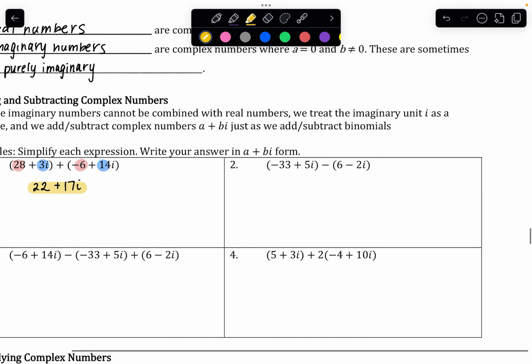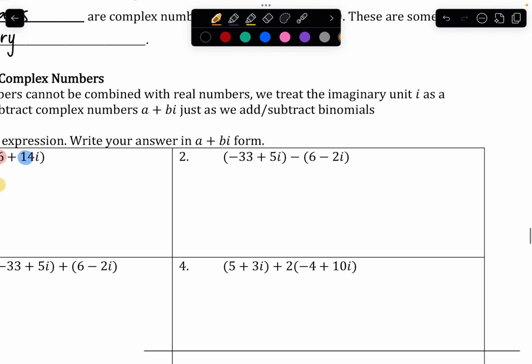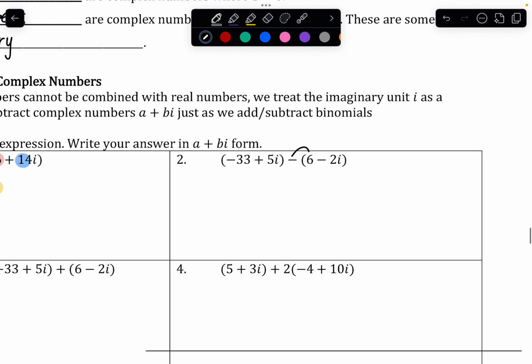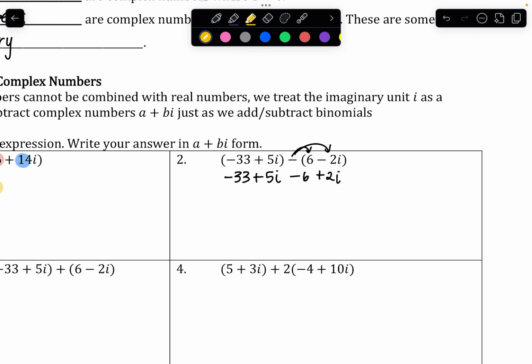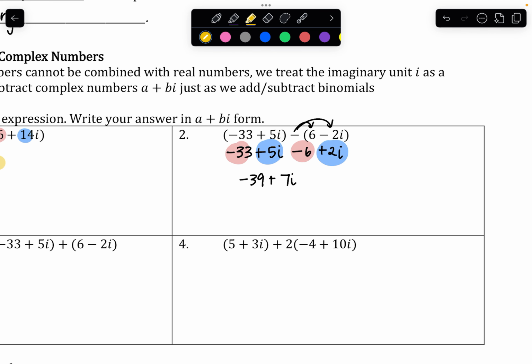Okay, when you're subtracting, it's much like subtracting a binomial. What I like to do is distribute this negative sign so that it becomes negative 6 plus 2i. And then we're right back to what we were doing in the previous example. We're going to combine our like terms. So the real parts are negative 33 and negative 6, which would give me negative 39. And then the imaginary parts are 5i plus 2i, which is 7i. And so that would be our final answer.